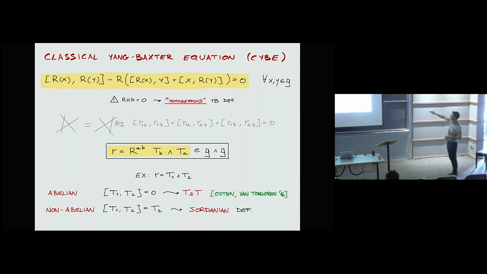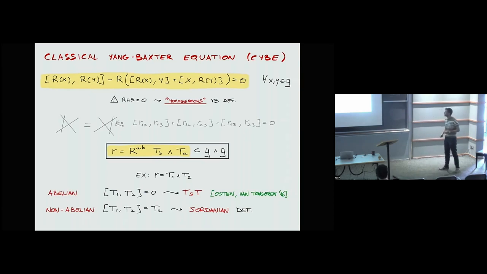Maybe for some people it is not obvious that this is the classical Yang-Baxter equation. You're used to an equation of this type. But it's possible to introduce an object, small r, that satisfies this equation if you just use the components R_ab of this R matrix, contracted with T_a wedge T_b, the generators of your Lie algebra.